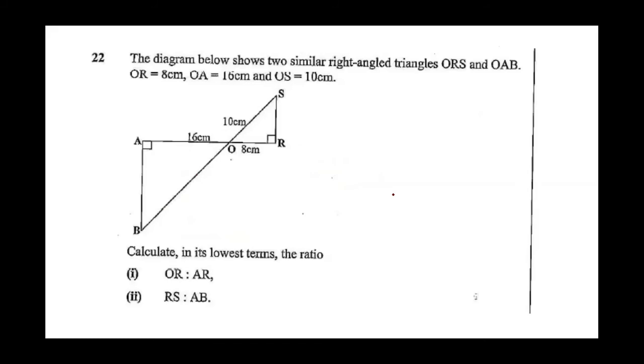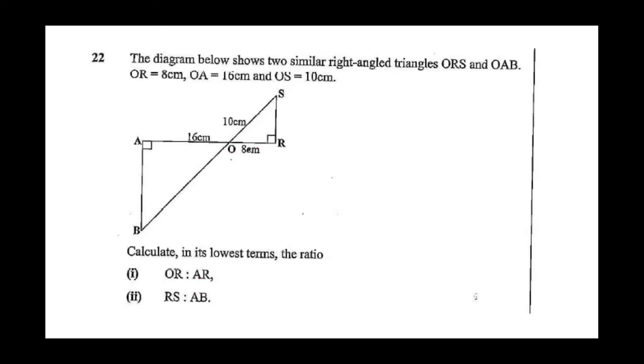Okay, the diagram below shows two similar right angle triangles, ORS and OAB. OR is equal to 8 centimeters and OA is equal to 16 centimeters and OS is equal to 10 centimeters. So these are the similar triangles, ORS and OAB. So this triangle here and this triangle are similar. Then calculate in its lowest terms the ratios OR to AR.